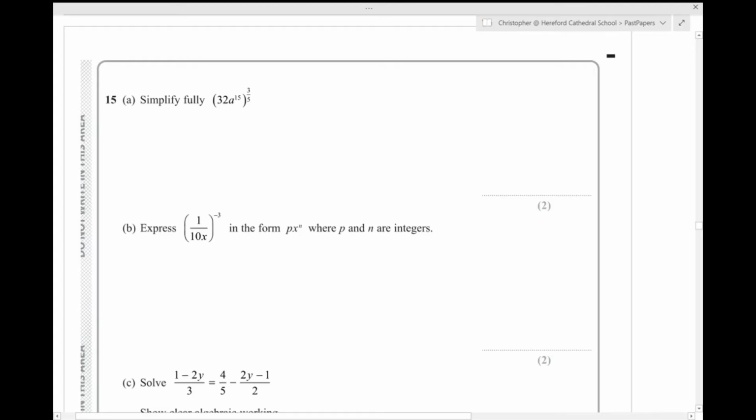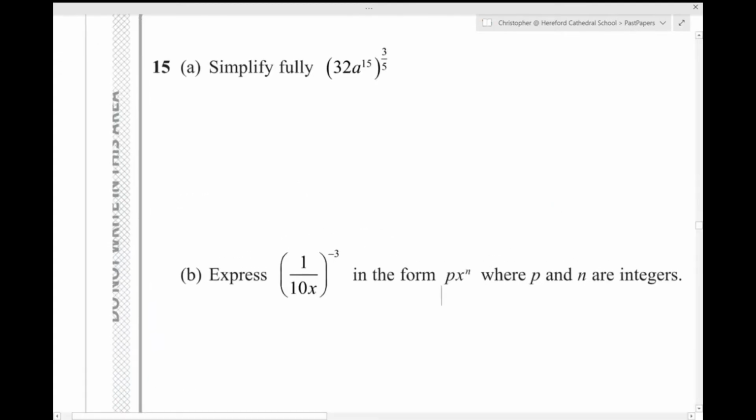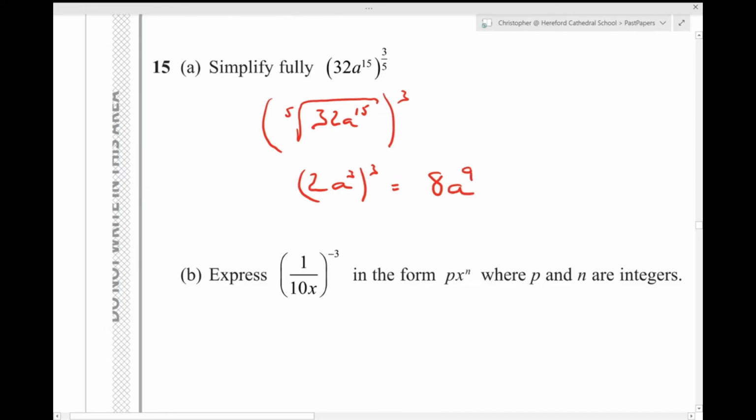Question 15. Right, we've got an expression here, which is to the power of 3/5. So to the power of a fifth, that's the 5th root. So I'm going to find the 5th root and then cube my result. So the 5th root of 32 is 2, and the 5th root of a to the 15 is a to the 15 divided by 5, a to the 3. And I'm going to cube that. 2 times 2 times 2 is 8. A cubed times a cubed times a cubed is a to the 9.